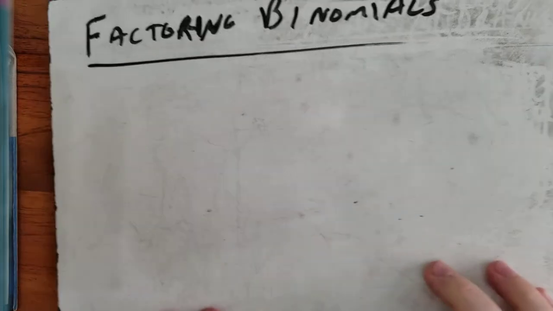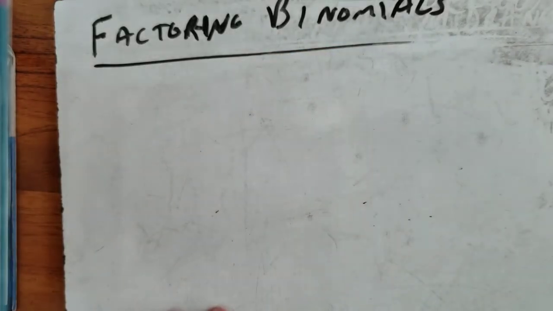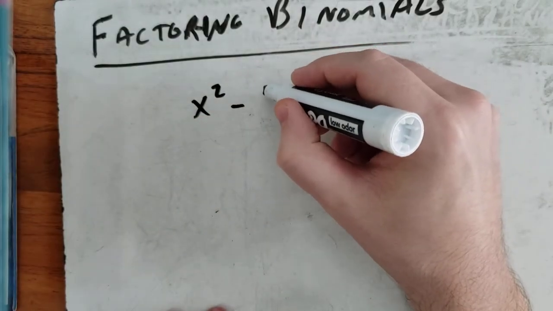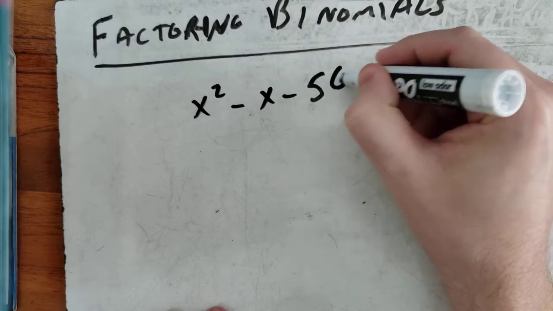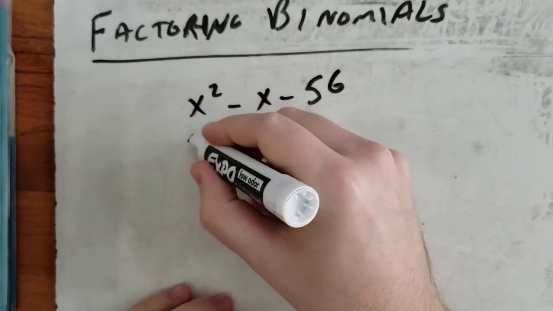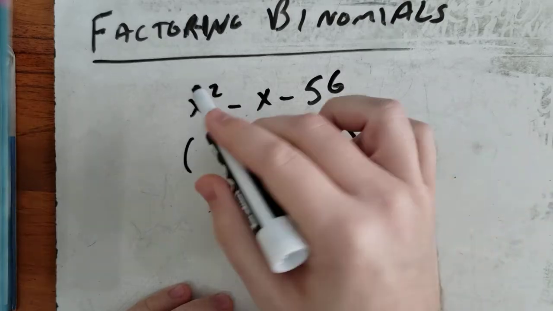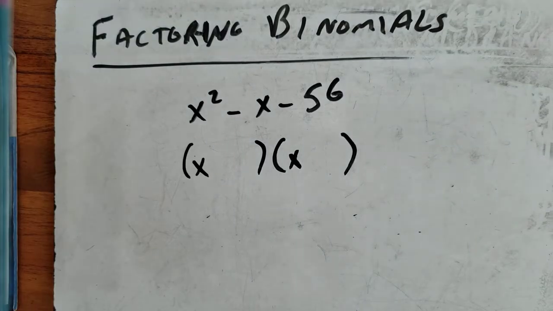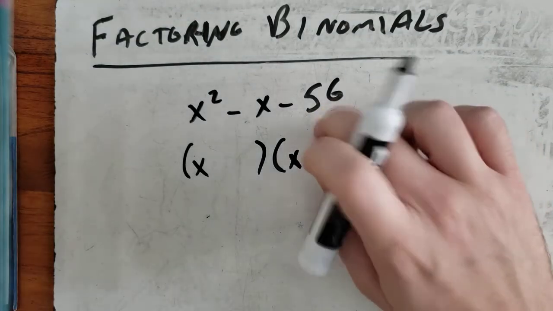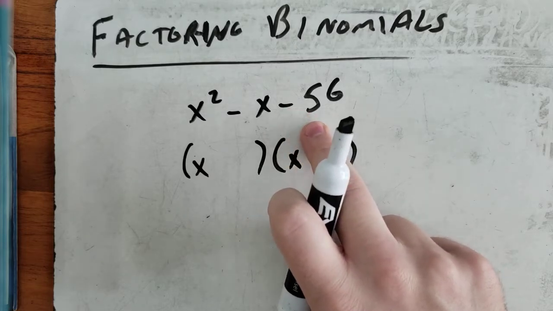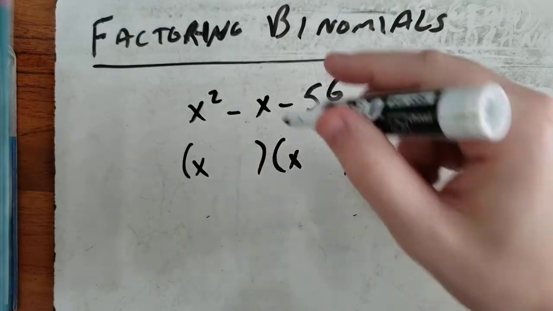Let's do x squared minus x minus 56. Okay. So once again, first step, parentheses, x squared is out front by itself, x. So when we multiply, we need to get a negative 56. And when we add or subtract, we need to get a negative 1.